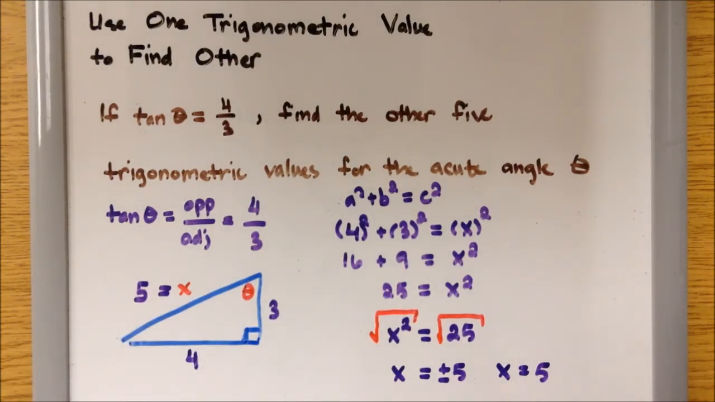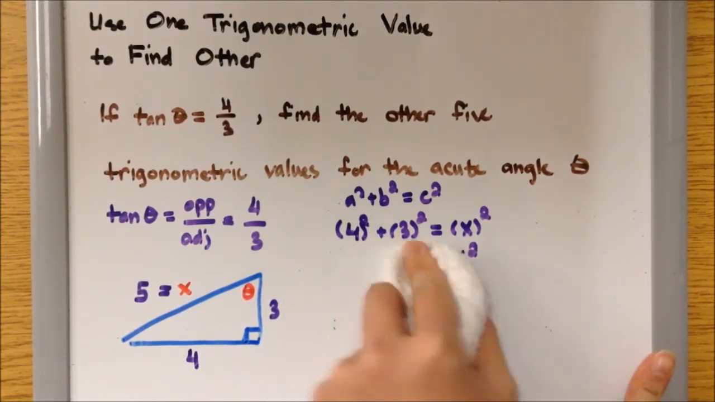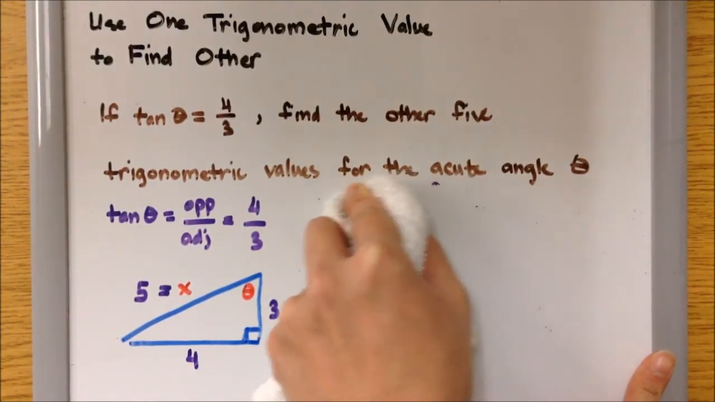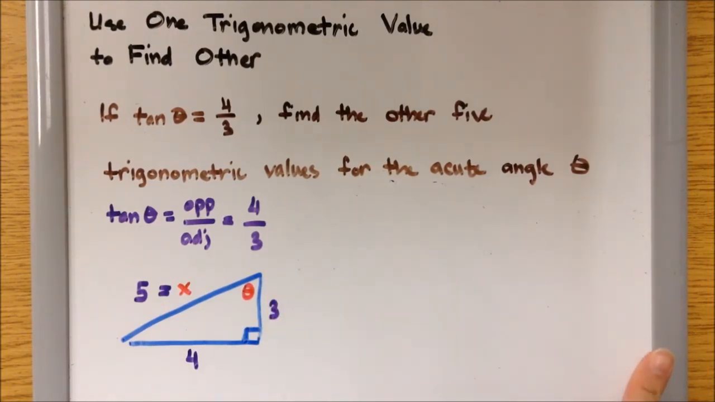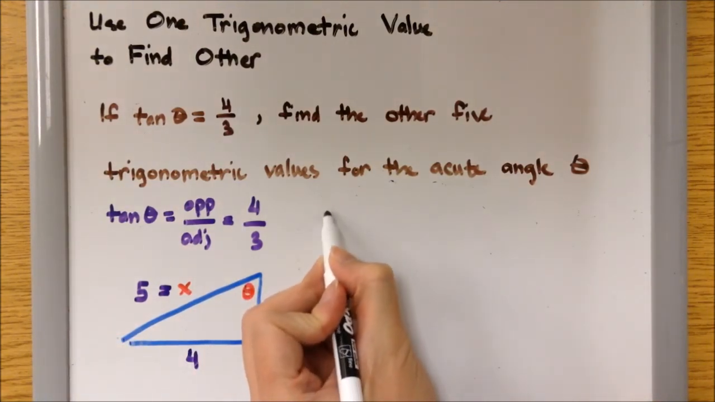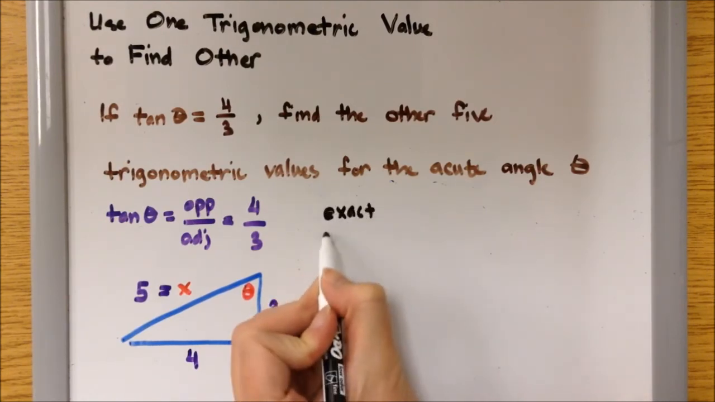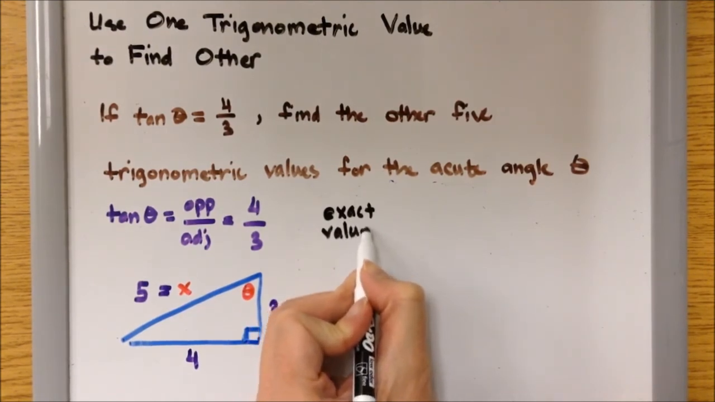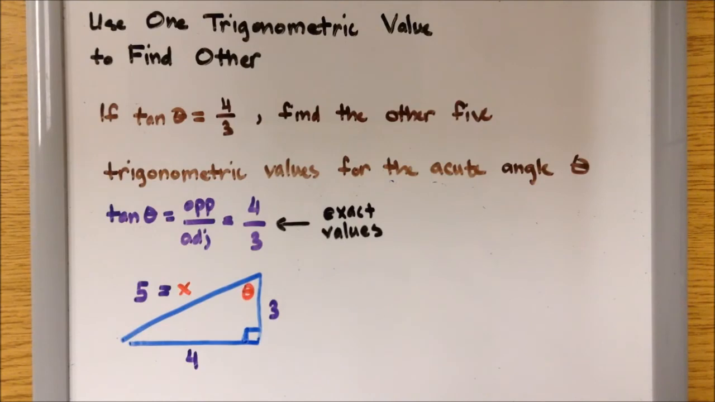Now, we have to find the other 5 trig functions. Here we have tangent, so we have to look for sine, cosine, cosecant, secant, and cotangent. It doesn't matter which order you do when you're looking for the 5 trig functions, as long as all of them have the correct value. In this case, we're looking for the exact values for those trig functions. So exact values, I need to make a little note. Exact values are just basically fractions. So the fraction that we have for the trig function. So let's review.